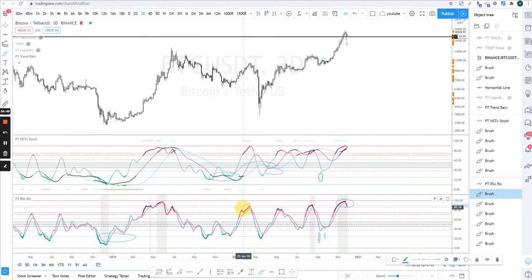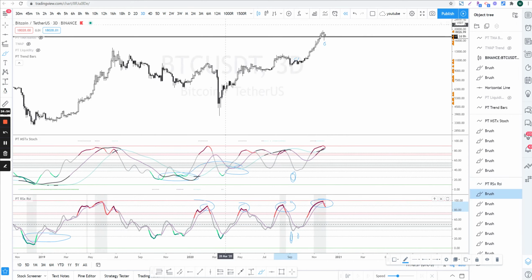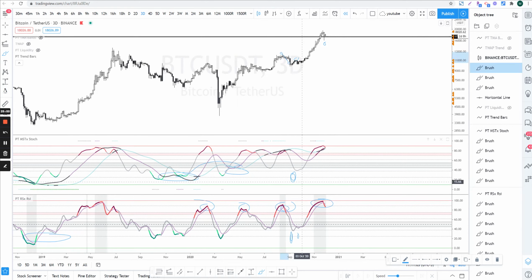You want to look for shorts when you're up here. You get an RSX cross on a 3-day perspective, like it did over here. See how that crossed? And you dumped. It's going to happen. The dump's going to happen. It's inevitable. Don't think it's not going to happen. Dump will happen very soon.